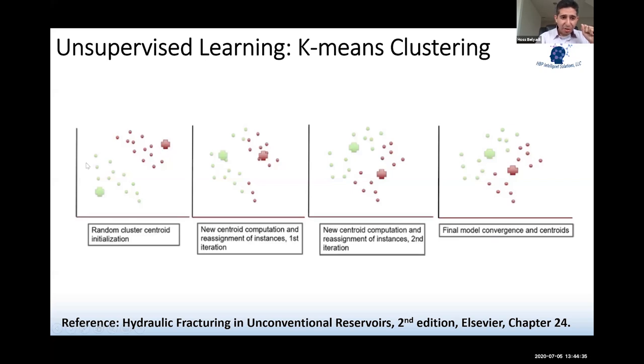And then take the average, move the centroid to the average, take the average of these, move the centroid to the average, reassign all of the instances to either green or red, okay? Reassign all of the instances to either green or red, and then take the average of the green instances, take the average of the red instances, and then move the cluster centroid to the average, move the red cluster centroid to the average. Keep repeating the process until your model has converged, okay?